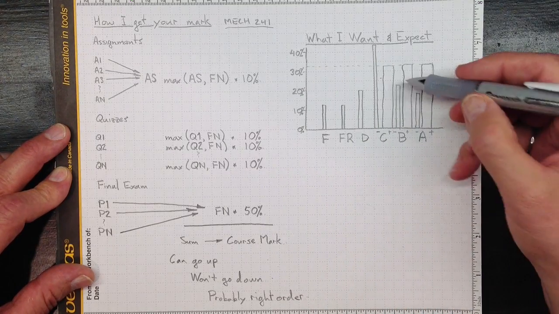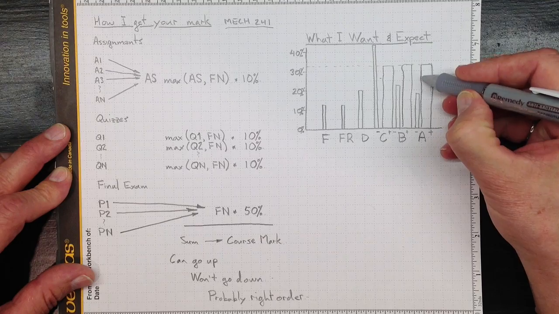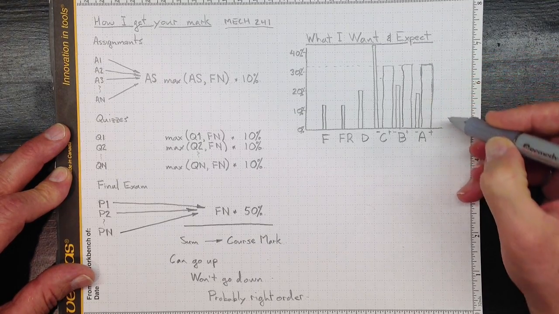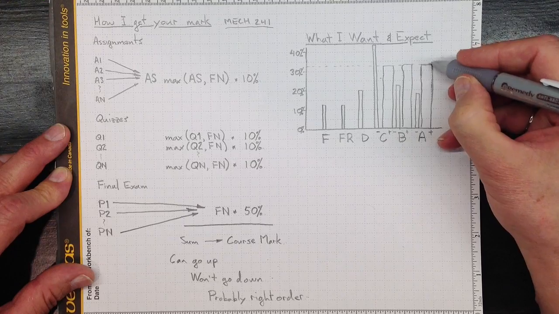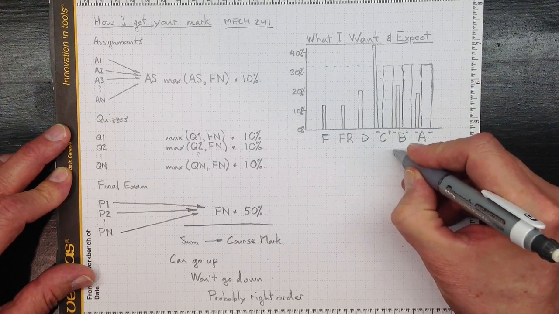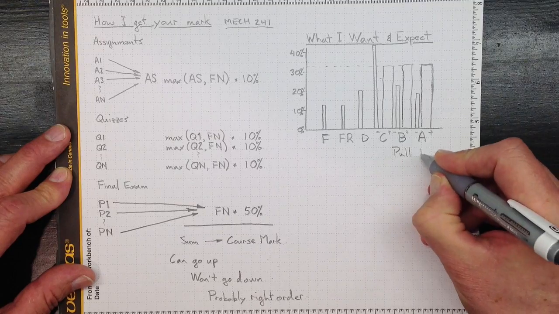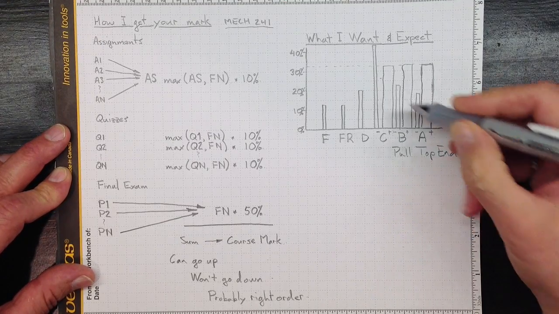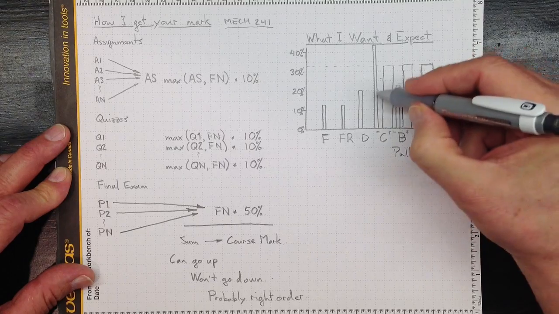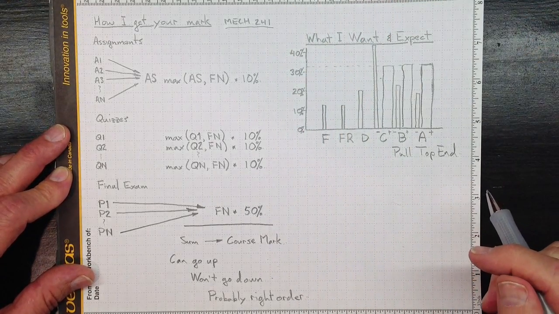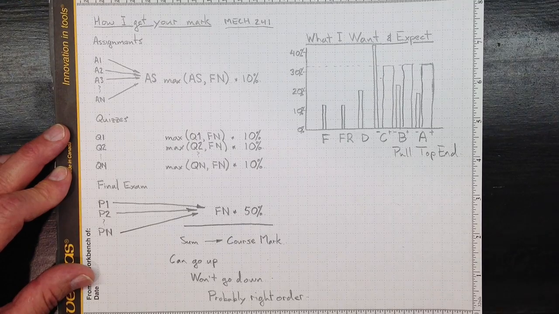But I'll still want to make sure that we're recognizing those of you who do a really good job and get some A's and some A pluses up in here. So there's several things I can do. One is I can pull up the top end. I can look at all of the people who were in this upper part of the graph, and I can just move everybody up a little bit. I can pull up the middle.